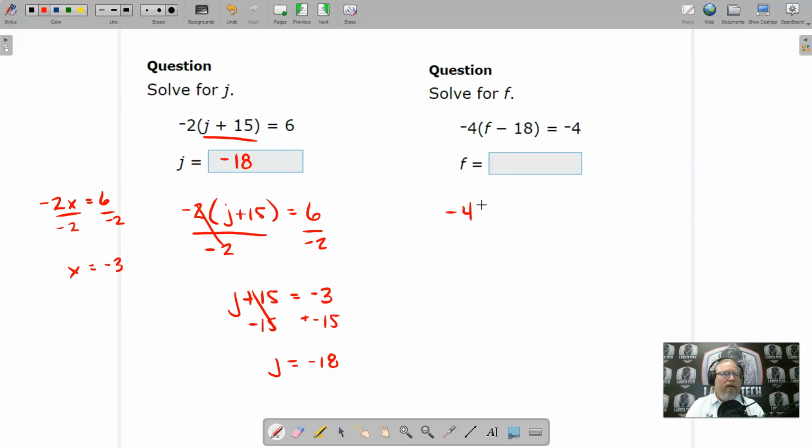So negative 4 times the quantity of f minus 18 equals negative 4. So let's go ahead and do that. This is negative 4 times something, right? f minus 18. So I'm going to go ahead and divide by negative 4, and what I do to one side, I'm going to go ahead and do to the other. The negative 4s are going to cancel each other, leaving me with just what's here in the parentheses.